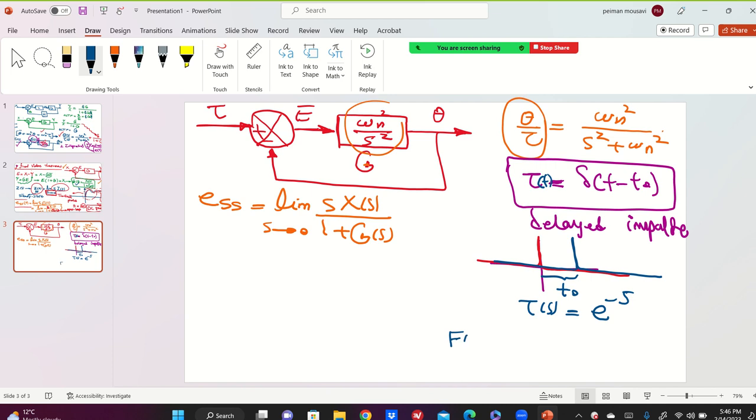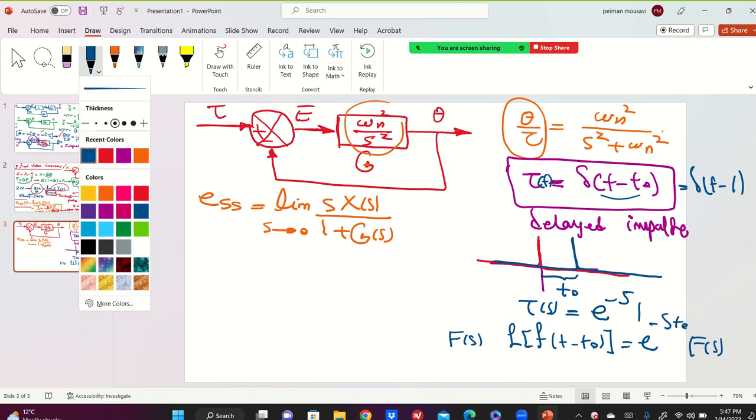If you have a given function f of s, the Laplace of f of t minus t naught is e to the minus s t naught times f of s. Remember, you have this in your notes for delayed systems. So you're right, delta is 1, but it's delayed. Suppose it is delta of t minus 1. Your t naught is 1, so minus s times 1, so it is e to the power of minus s. Does everybody understand, or do you want me to explain that again?